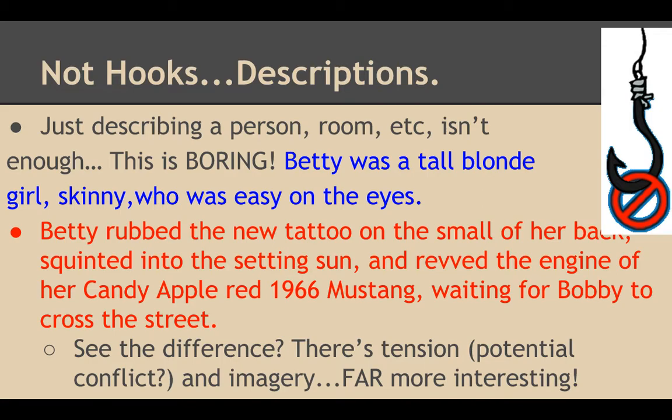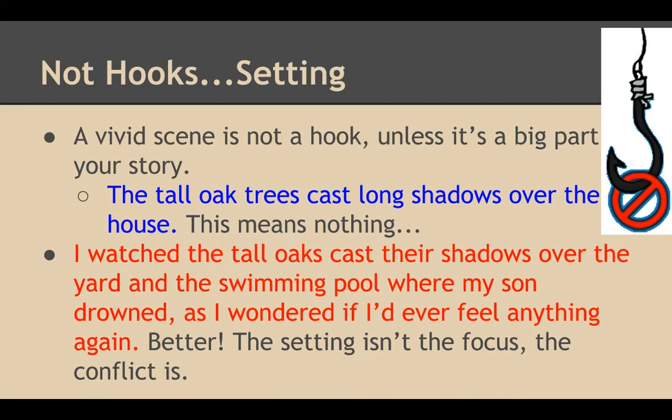That's a description. Betty was a tall blonde girl, skinny, who was easy on the eyes. Boring. How about this? Betty rubbed the new tattoo on the small of her back, squinted into the setting sun, and revved the engine of her candy apple red 1966 Mustang, waiting for Bobby to cross the street. Awesome. We've got tension, which is hinting at conflict, and lots of imagery about who Betty is, right? Way more interesting than that first description where it's just telling rather than showing.